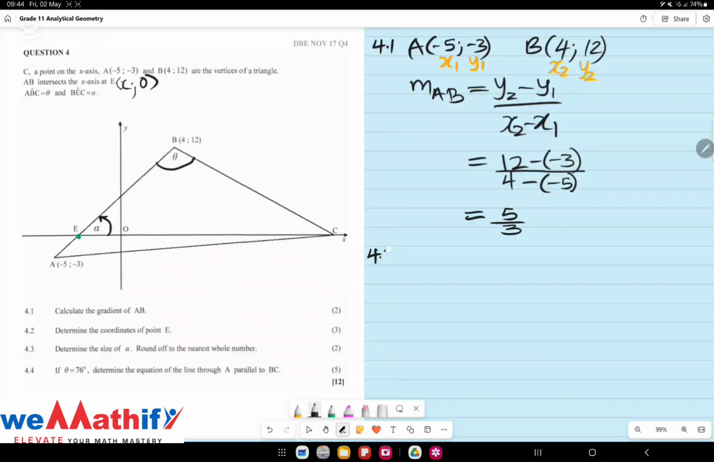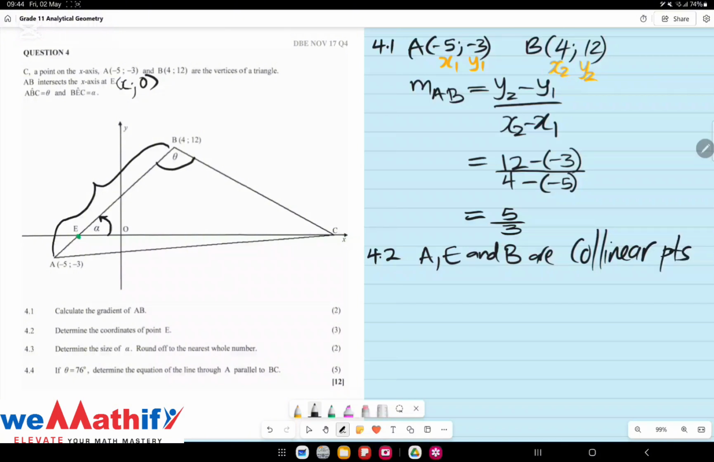Question 4.2. Determine the coordinates of E. Alright, so for E, we have already noted that the y value is 0. We just need to figure out the x value. But there's also something interesting about E. E is part of the straight line AB. So we know that the points A, E, and B are collinear points. This is very important because it's going to tell us what we need to do.